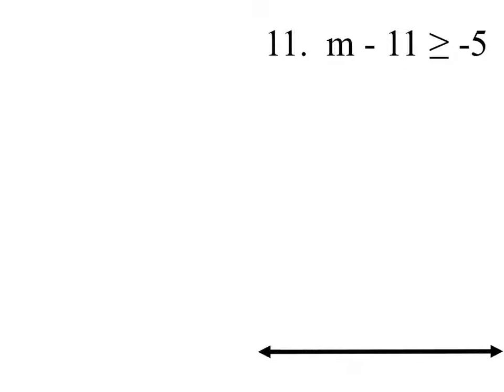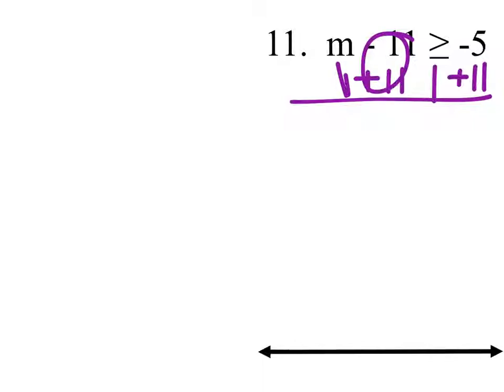So n minus 11 is greater than or equal to negative 5. I'm going to add 11 to both sides. So that's going to zero out the 11s. We're going to drop the n. And this is greater than or equal to negative 5 plus 11, which is 6. So on the number line, we got 6. To the right would be 7, and to the left would be 5.